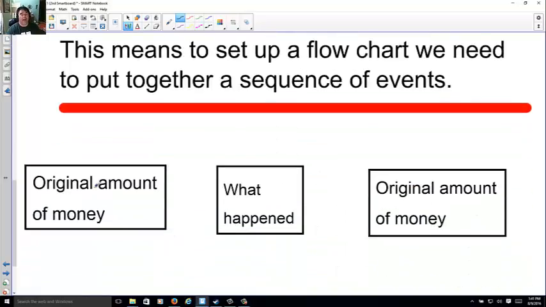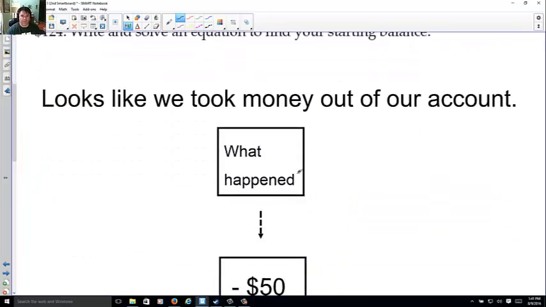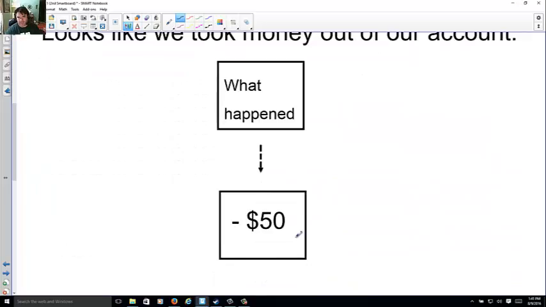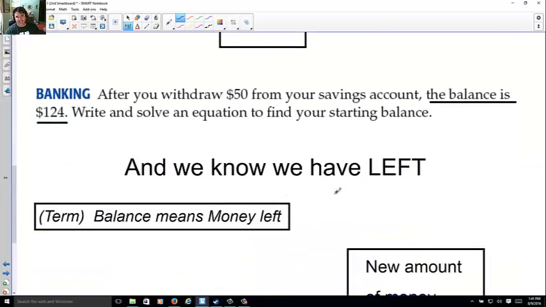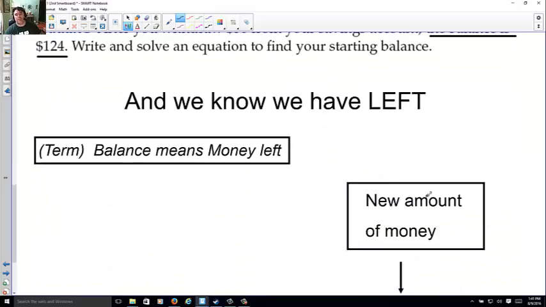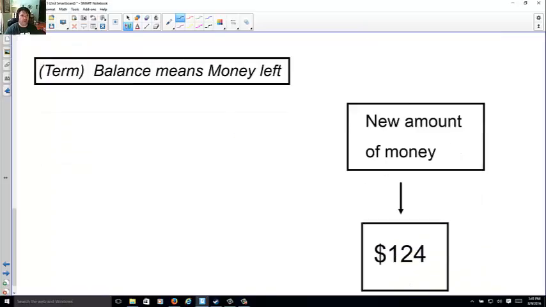So I have my original amount of money. Then what happened, and then not my original amount, but now my new amount of money. So, next page. Original amount, what happened, new amount. After you withdrew $50, so we're going to say we minus 50 bucks. And after I minus 50 bucks, what I have left is 124, which means the new amount of money, because balance means money left, 124.